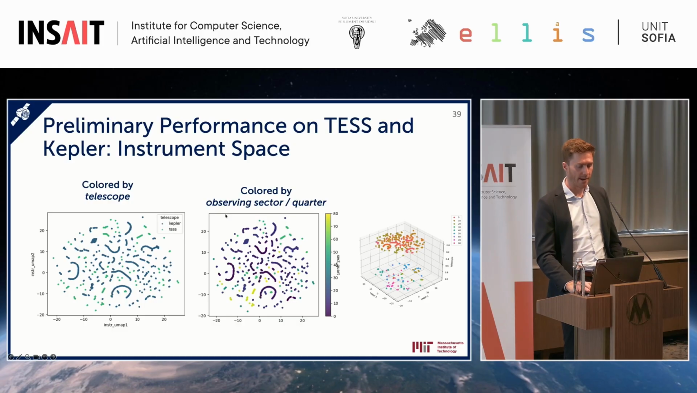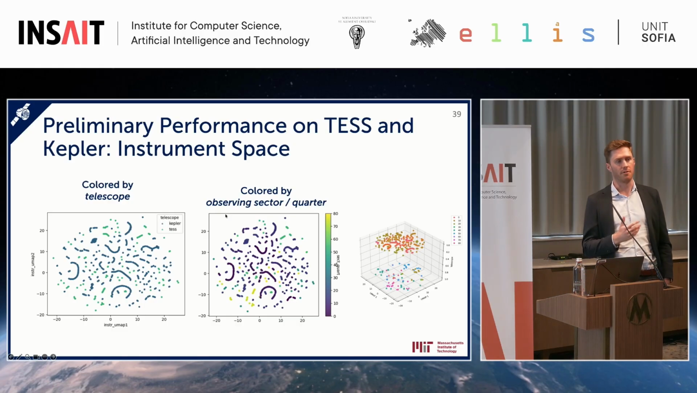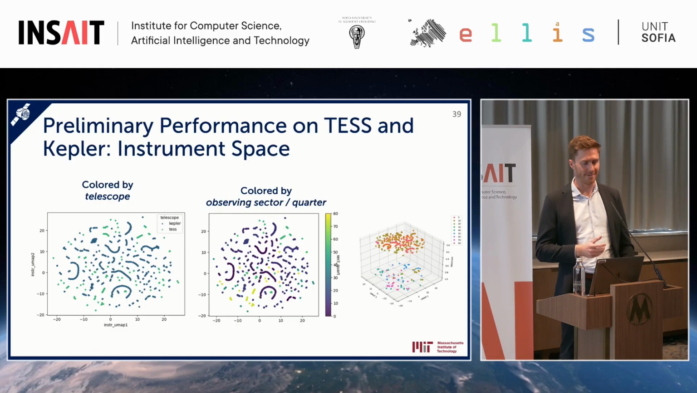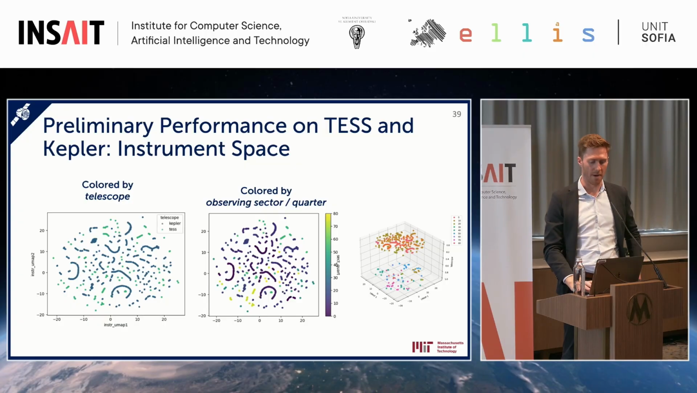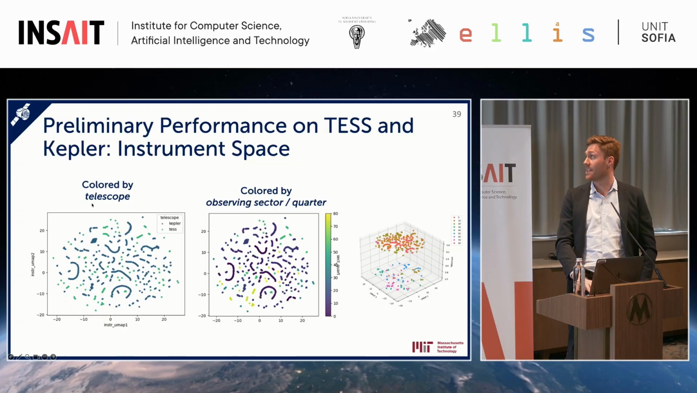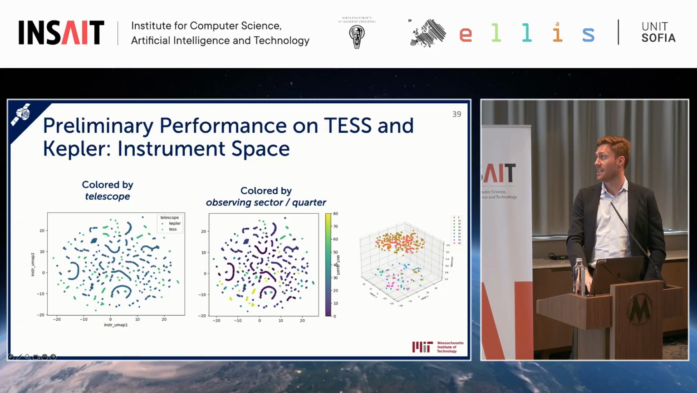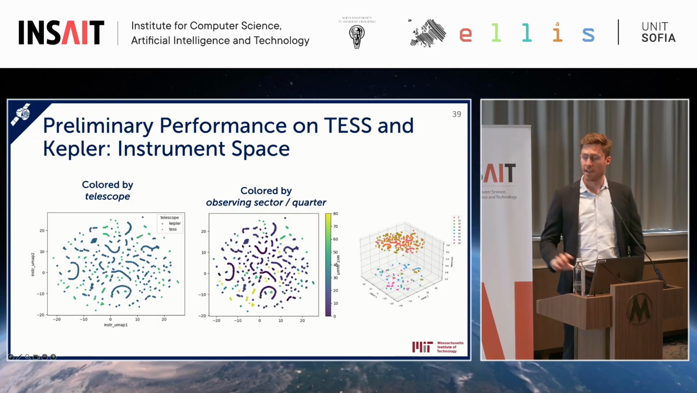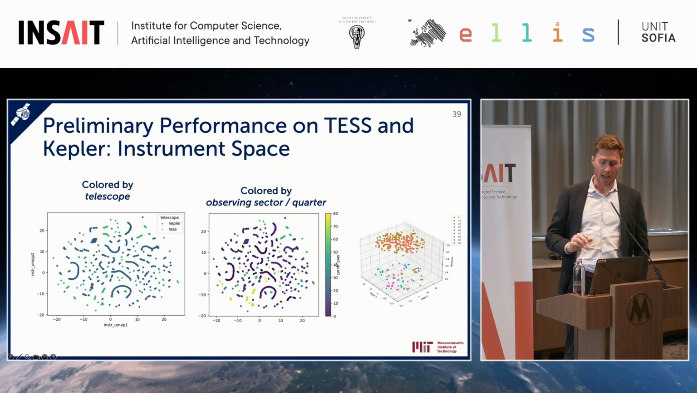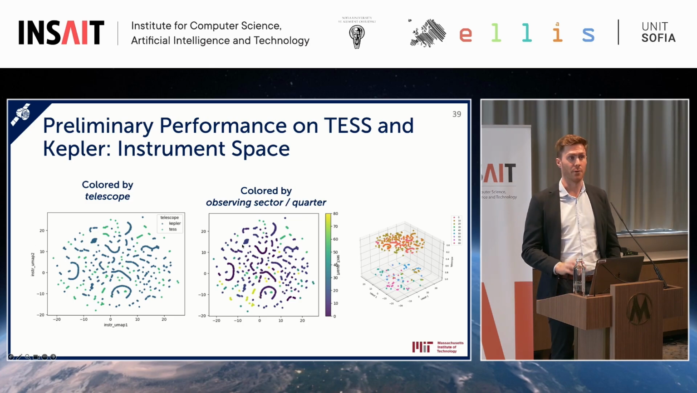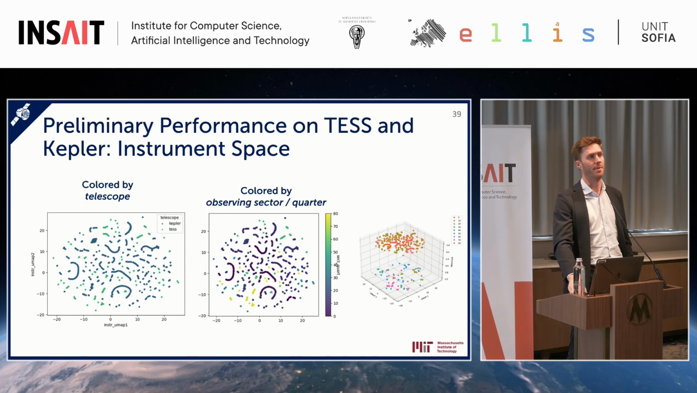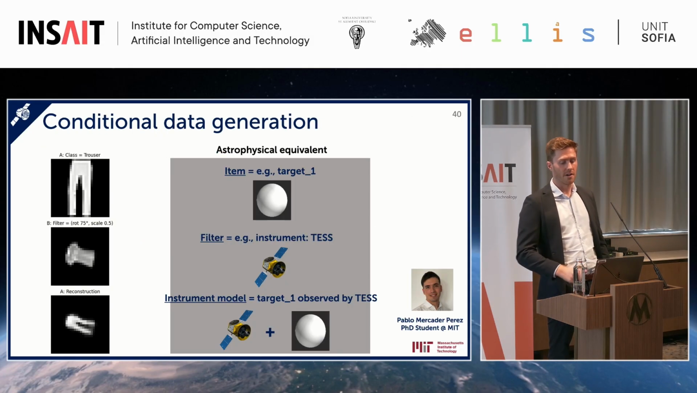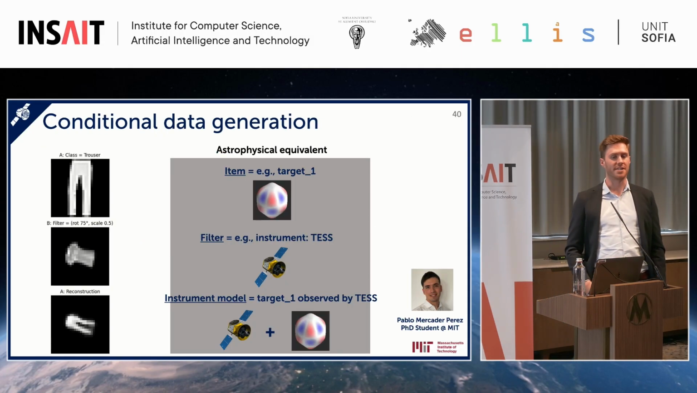Now, if we apply this in practice, we're finding some very similar results for Kepler and TESS. So these are two different NASA missions. If you combine the data, we already find that it's nicely able to separate out the different telescopes, and also according to the time window when exactly it was observed. These results are still preliminary, but it's quite nice that we can already find these things. And one of the good things coming out of such a model is that you can also use it for conditional instrument generation.